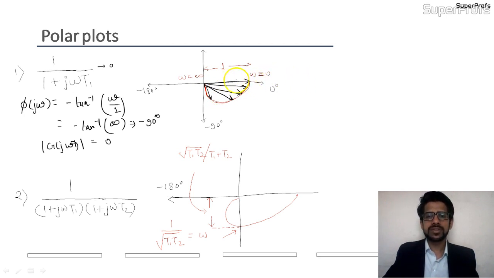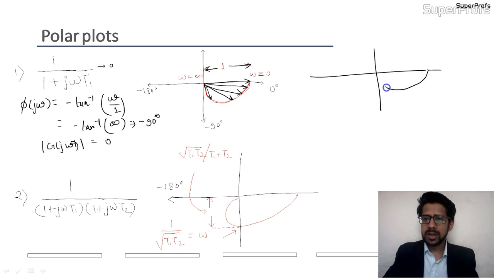Similarly, for omega equal to 0, you have a length equal to 1 and the angle is equal to 0. So this is the polar plot for the transfer function 1 upon 1 plus j omega t. The direction is going from omega equal to 0 to omega equal to infinity. So for this polar plot, I have a system something like this. Okay. And the length is equal to 1.